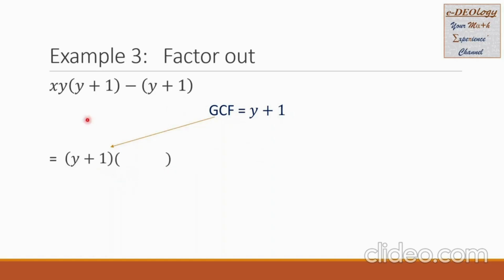And this polynomial, since we have two groups here, we expect two terms inside this grouping symbol. What we're going to do for the first term, the first group will be divided by the GCF, and the answer is xy. And then for the second term, we divide the second group by the GCF. So we have negative 1. Therefore, the factors are y plus 1 times xy minus 1.